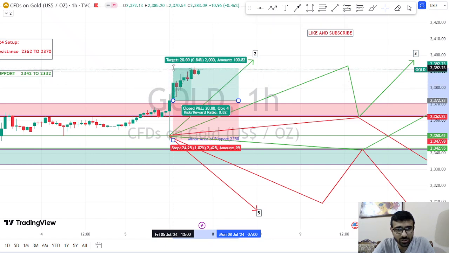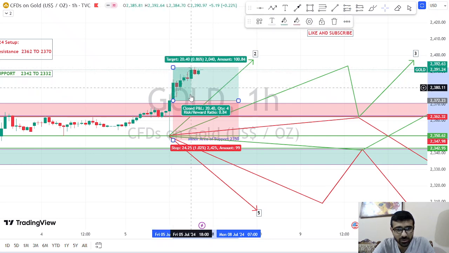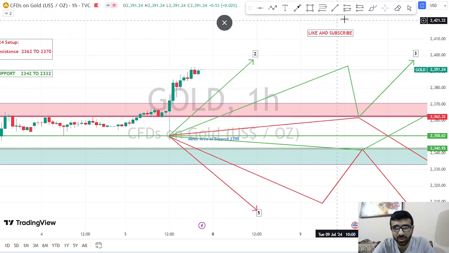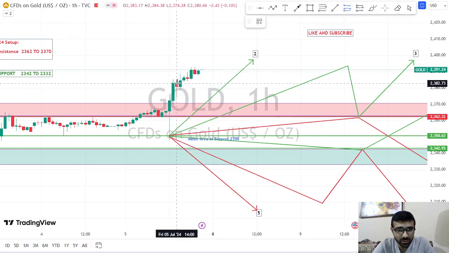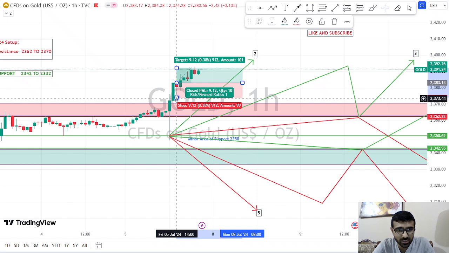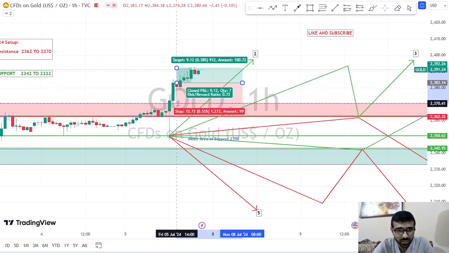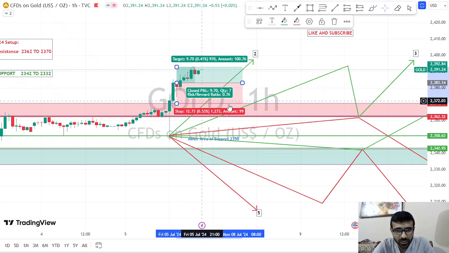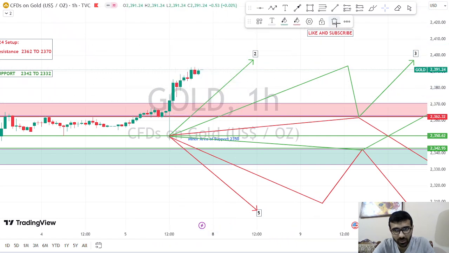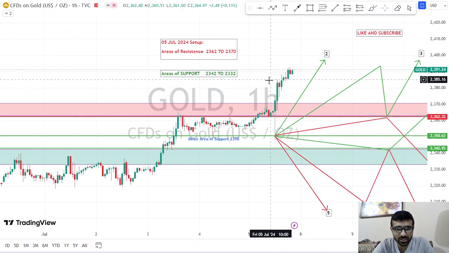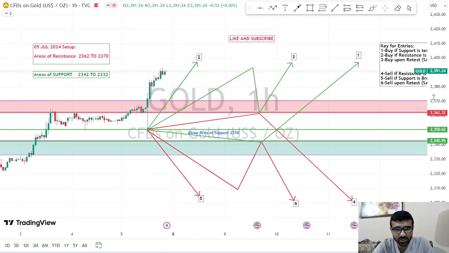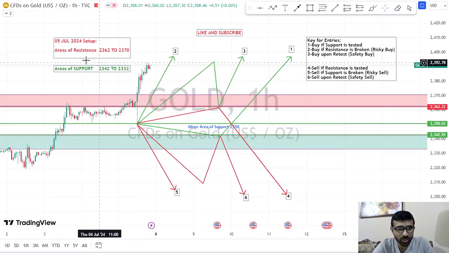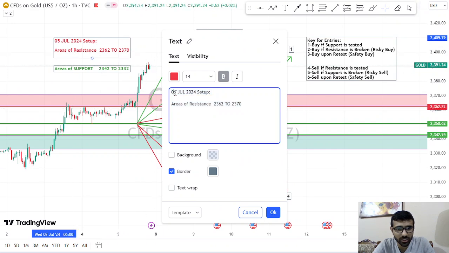If you had taken this risky entry, your take profit would be 0.8%. And if you were a safety buyer, you would have taken an entry over here after this candle. This will be your stop loss, and your take profit will be over here approximately, and this trade would have given us a 0.7% profit. So more or less the same profits would have been made from both trades. And now for the 8th of July, the new areas of resistance and support will come into play.